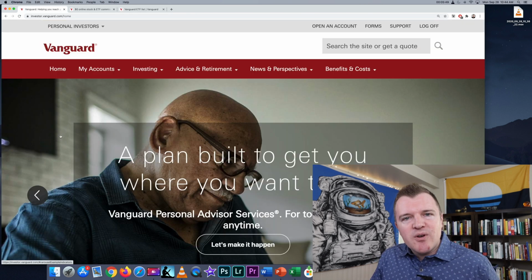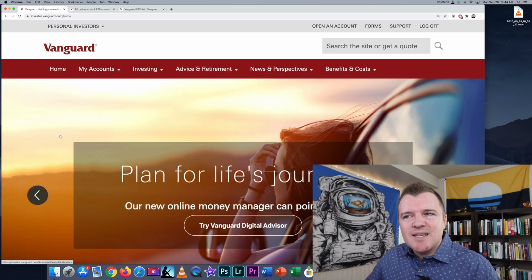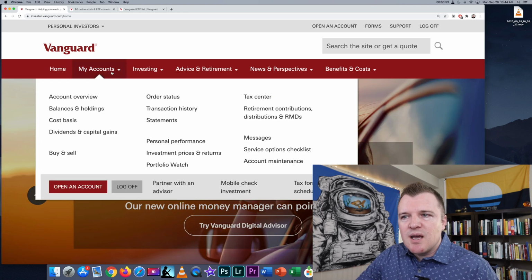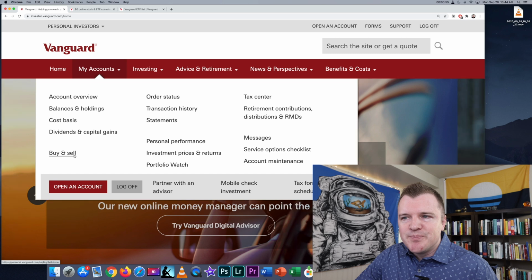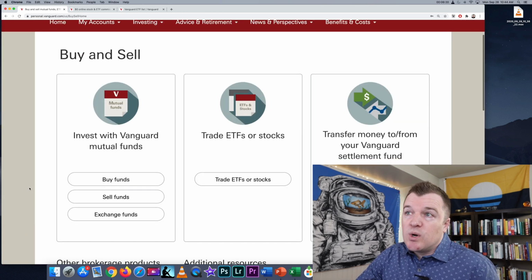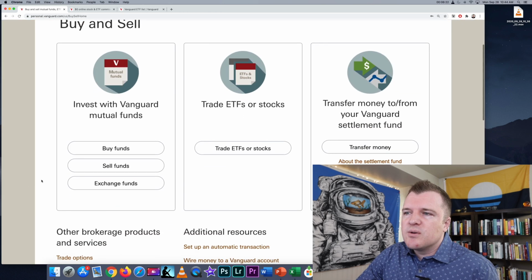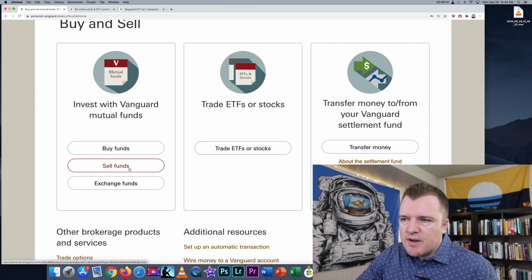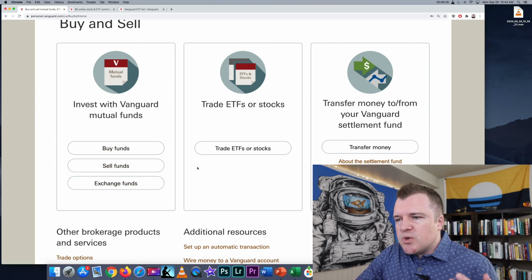Okay, once you've created your account and deposited money inside of it, you can go to My Accounts and then click on Buy and Sell. Under Buy and Sell, it's going to ask you what do you want to buy and sell. You can either buy mutual funds, sell funds, exchange funds. What we're doing in this video is trading ETFs and stocks.